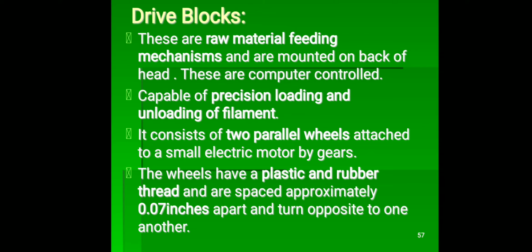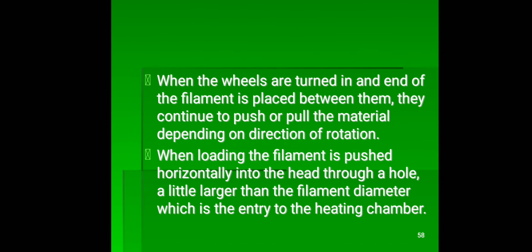The wheels have a plastic and rubber tread and are spaced approximately 0.07 inches apart and turn opposite to one another. When the wheels are turned in and an end of the filament is placed between them, they continue to push or pull the material depending on the direction of rotation. When loading, the filament is pushed horizontally into the head through a hole a little larger than the filament diameter, which is the entry to the heating chamber.